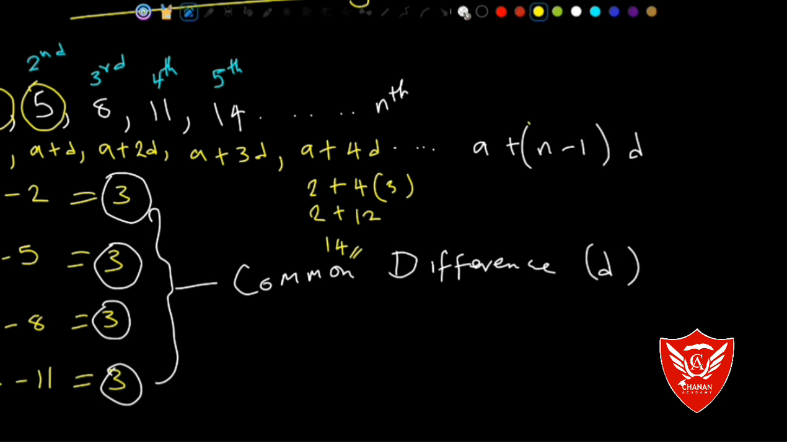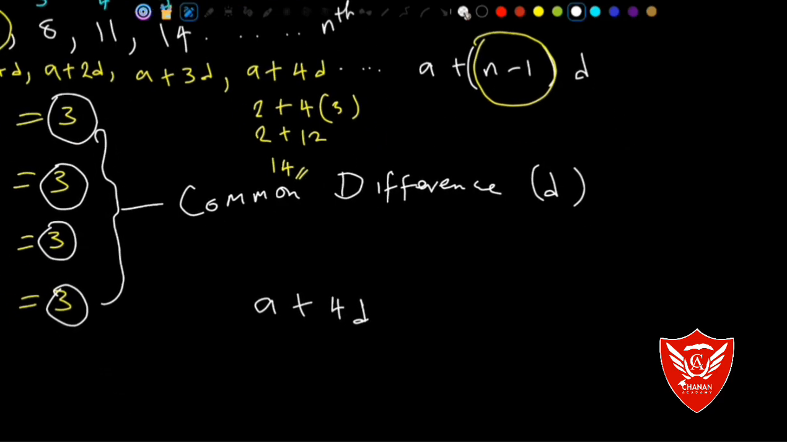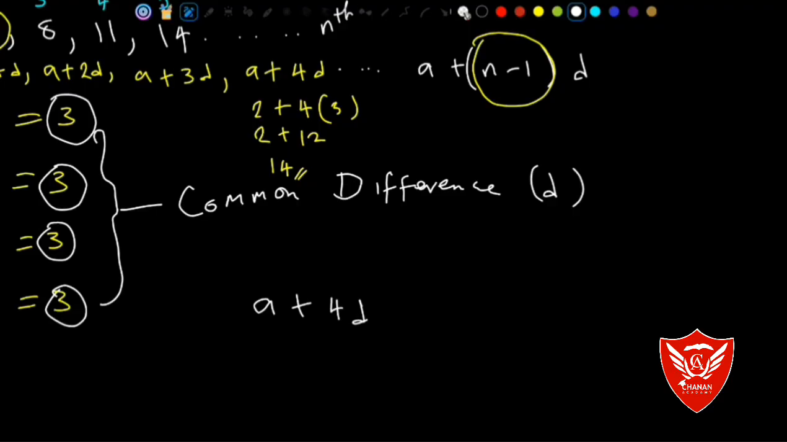Now don't be confused by this n minus 1. Let me re-explain that for you. So if the fifth term is A plus 4D, now look at it, it is called the fifth term. So let's say it is called T5.